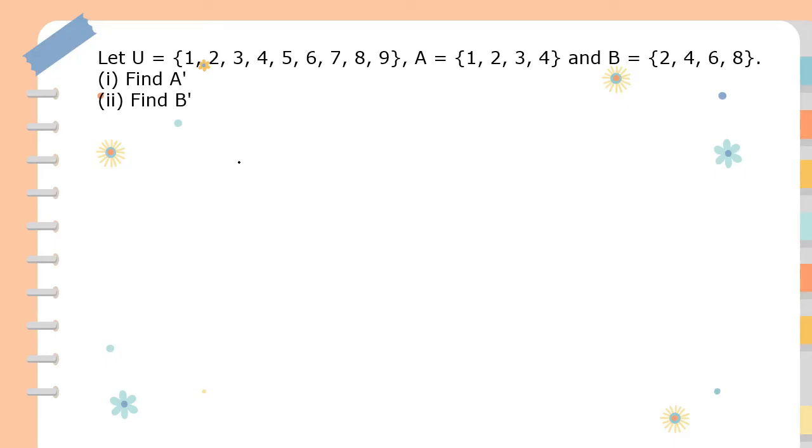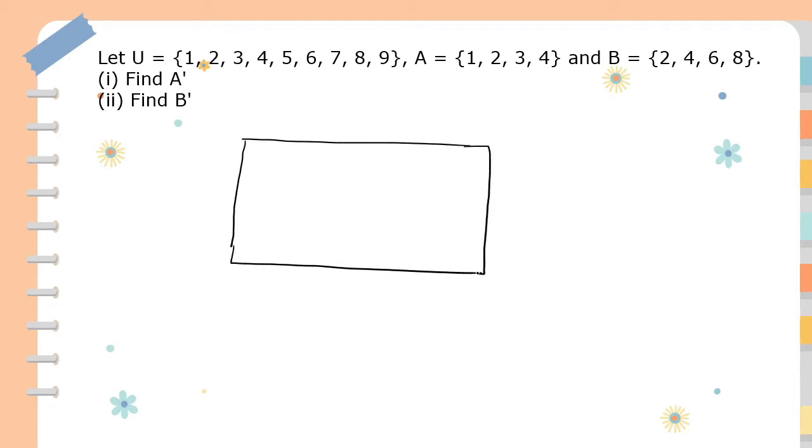We will start from very basic. The universal set is 1 2 3 4 5 6 7 8 and 9, where a is 1 2 3 4, b is 2 4 6 8. So we have to find a complement and b complement. So this is universal set u, where a is here, so 2 and 4 are common to both. So here it is a and this is b. It is 2 and 4.